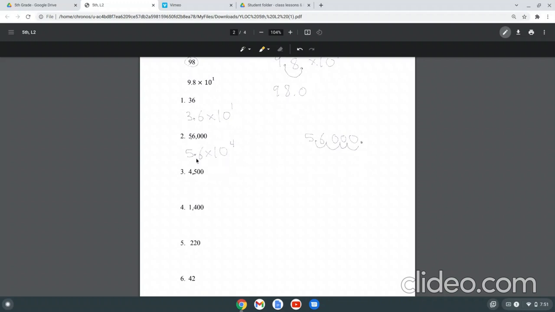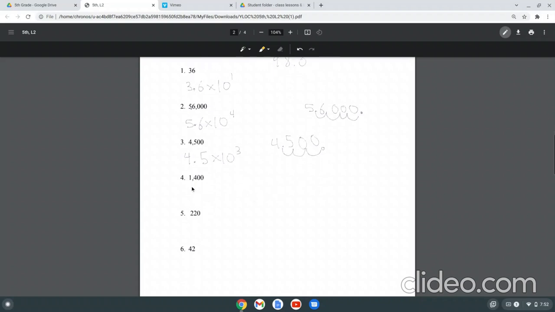This might be a little bit challenging, but this is a good exercise to do to become smarter and understand this. So this is 4,500. So 4.5 times 10. How many places do we move the decimal place? We want to get where there's 2 zeros. We want the decimal place here, so how many times do you move it? 1, 2, 3.